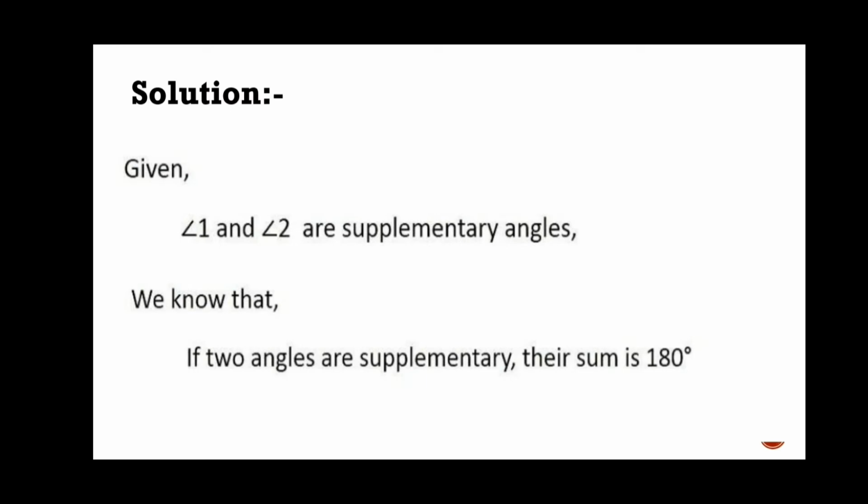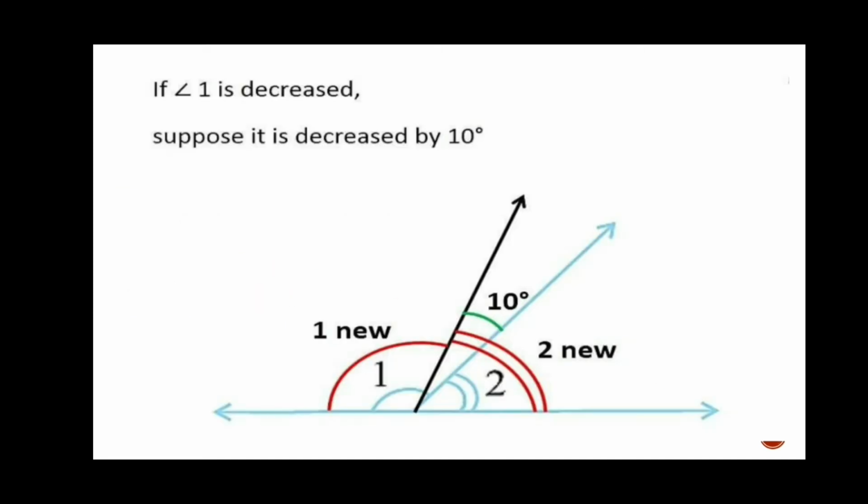Now the solution: angle 1 and angle 2 are supplementary angles. It is given, and we know that if two angles are supplementary, their sum is 180 degree. Now from this figure, suppose angle 1 is decreased by 10 degree. You can see in the picture the original line of angle 1 is the blue one, which is decreased up to this black line, which is 10 degree.